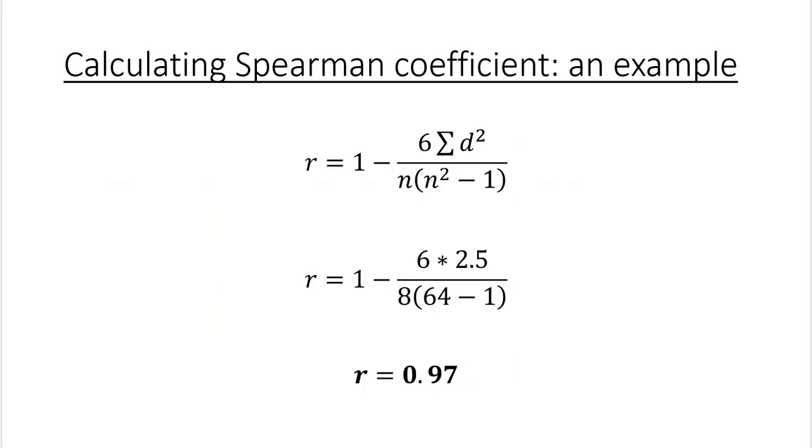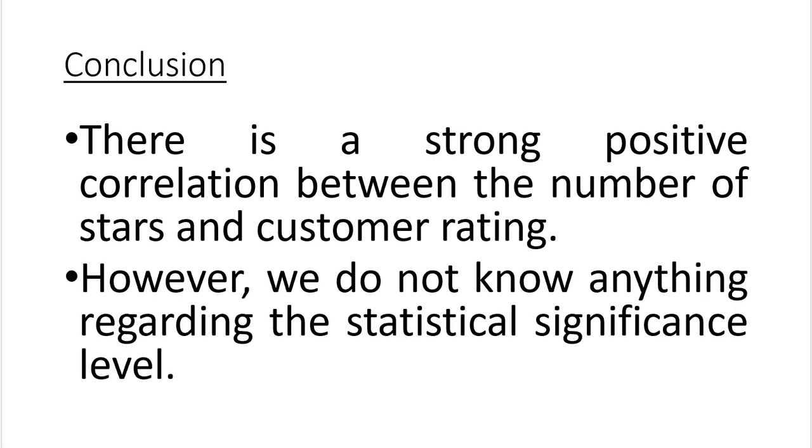So we have 8 observations. The sum of square differences is equal to 2.5. So our correlation coefficient is equal to 0.97. So the value is pretty high, and we can conclude that there is a strong positive correlation. Again, we are not discussing linear relationship in this case between the number of stars and customer rating. However, even keeping this in mind, we do not know anything regarding the level of statistical significance.